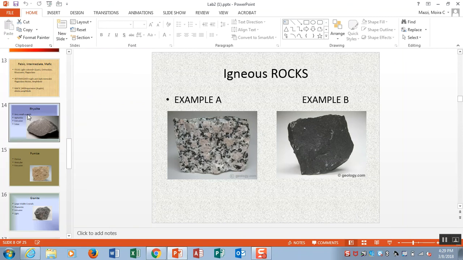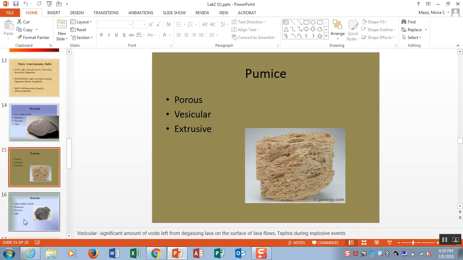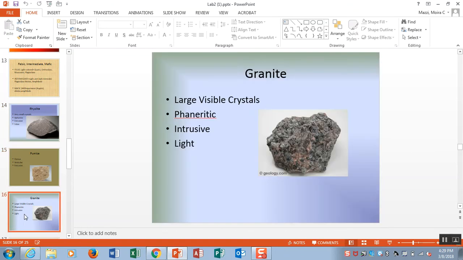Don't forget to take some time to go through each of the specific rock types like rhyolite, pumice, and granite. There were 9 rocks altogether that we looked at. We looked at rhyolite, granite, andesite, diorite, basalt, gabbro, pumice, obsidian, and scoria. Those are the 9 igneous rocks that we're learning about right now.